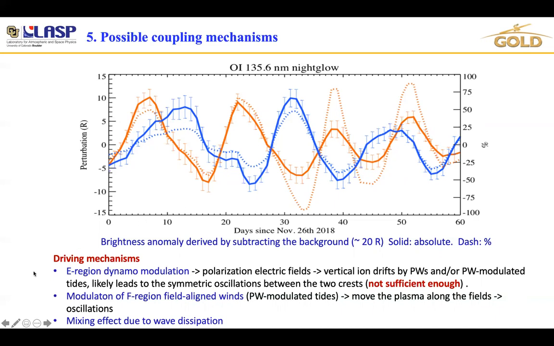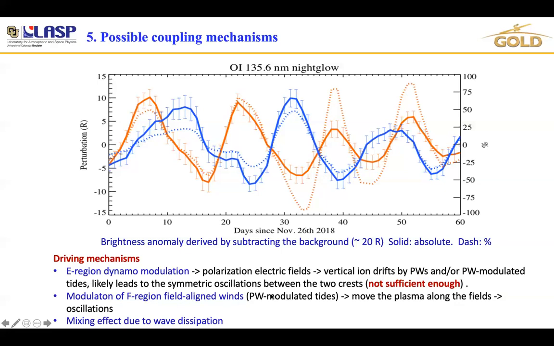So now we give a little bit of discussion on the driving mechanisms. There are three mechanisms on the waiting list. The first one is the E-region dynamo modulation, which refers to planetary waves or tides interacting with the E-region dynamo, generating a polarization electric field and further modulating the vertical ion drift in the ionosphere. If this mechanism played the leading role, we would expect more symmetric oscillations between the northern and the southern crests. But in reality, the oscillations in the northern and the southern crest are pretty much out of phase. That means even if the E-region dynamo modulation plays a role in transmitting the 16-day periodicity, it is not the exhaustive scenario.